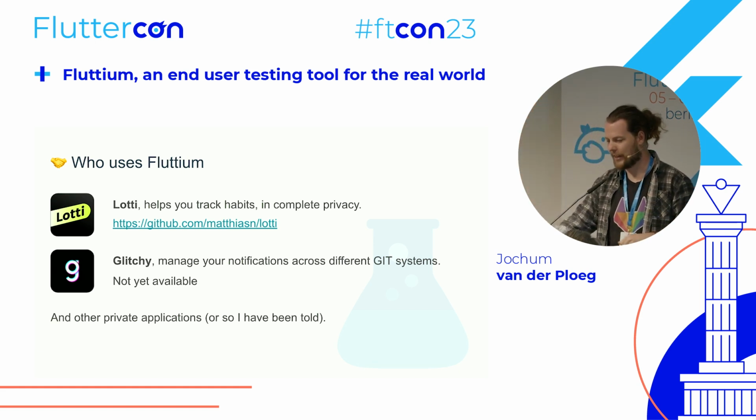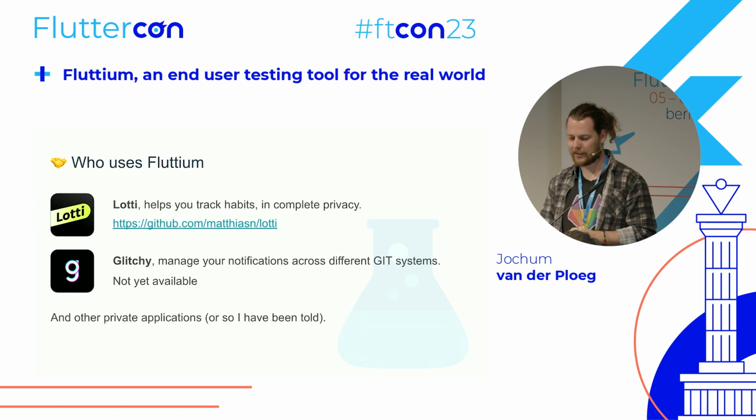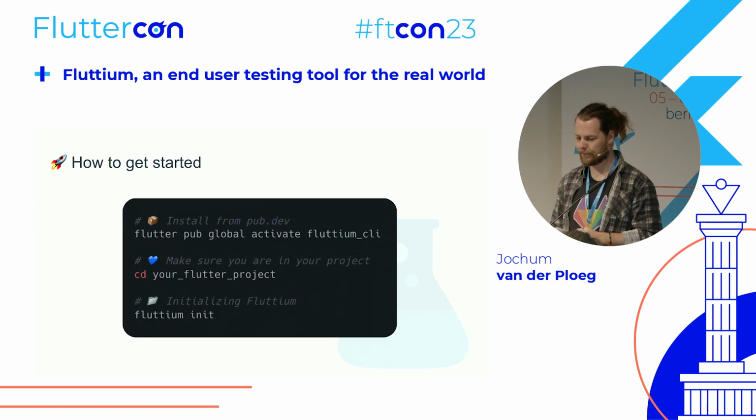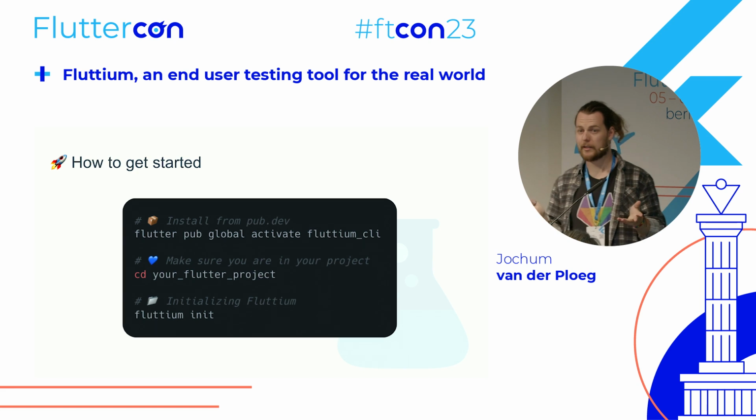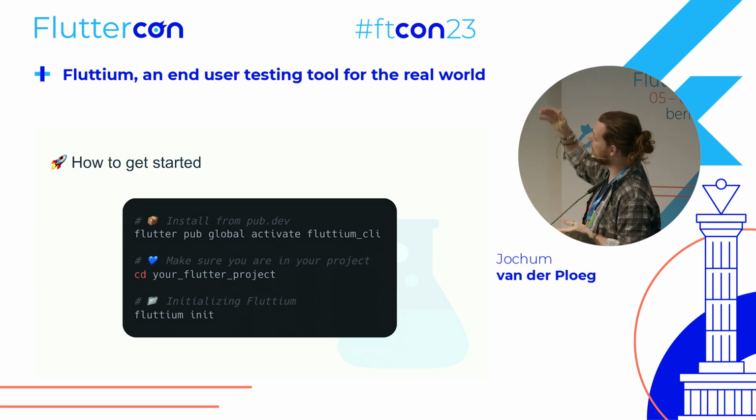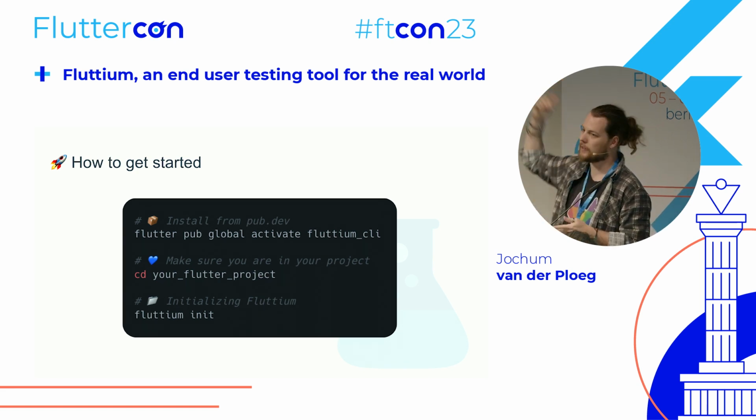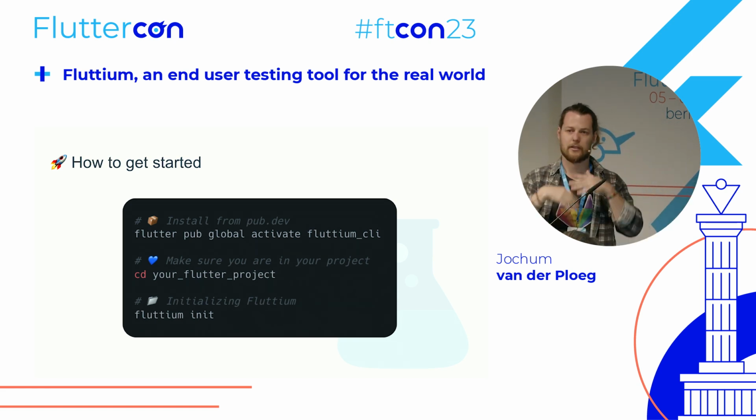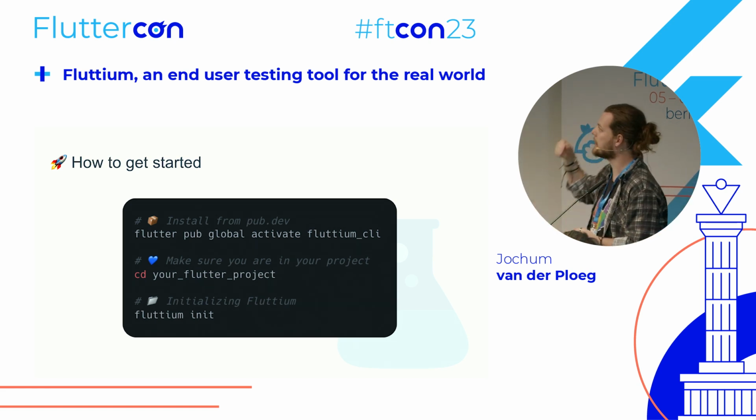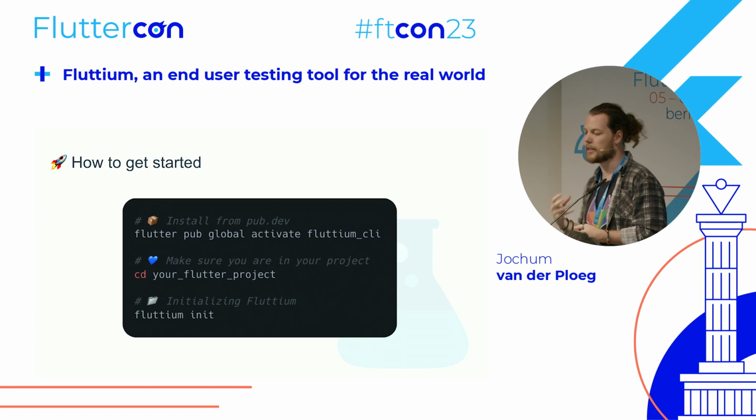But yeah, you guys didn't come here for the sales pitch. So how to get started? It's quite simple. You just install the Fluttium CLI, and you go to your project, and you do fluttium init. That's it. That's how you get started. Obviously, you haven't written the test yet, but you have at least initialized Fluttium in your project.